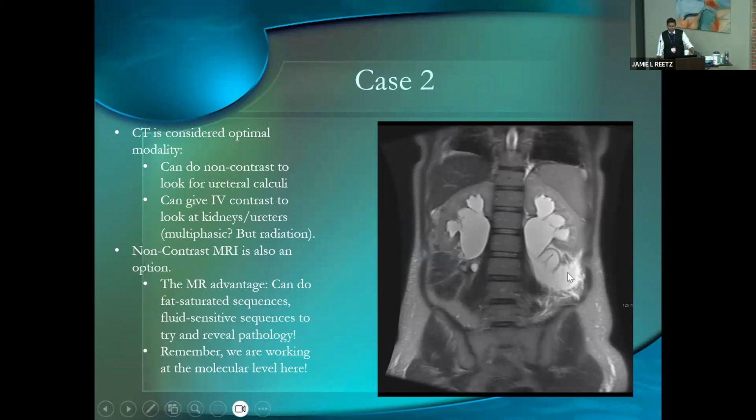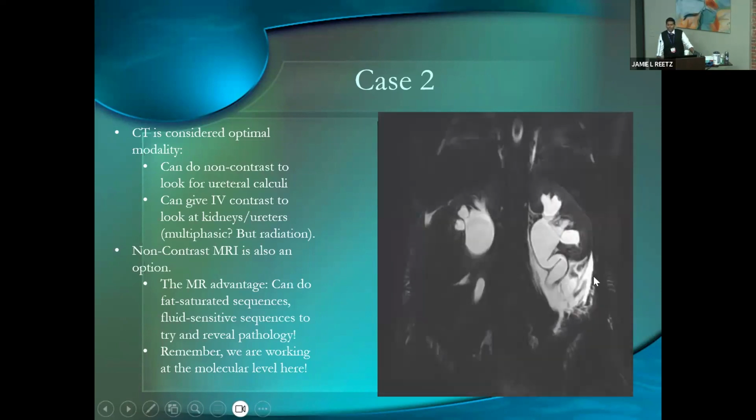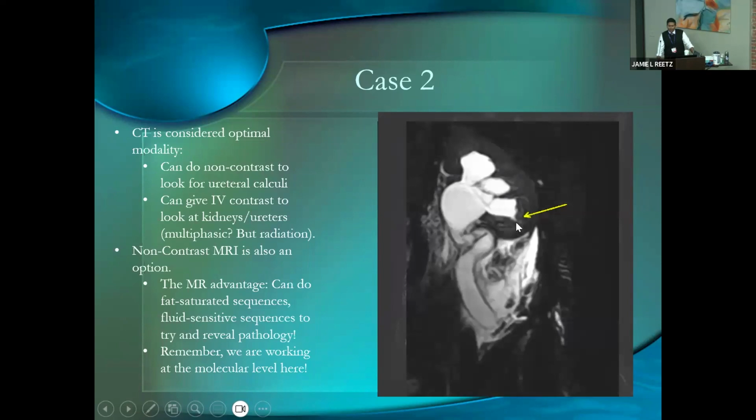Then I see all of this crud and I go, okay, that's asymmetric. That looks abnormal. Let's do a fluid sensitive sequence and see what's going on. Now I see there's fluid that's in the left perirenal space. And I say, oh, there's extra fluid here. I'm concerned that this is urine. Let me take a closer look. And I actually see that there is actual fluid tracing out here.